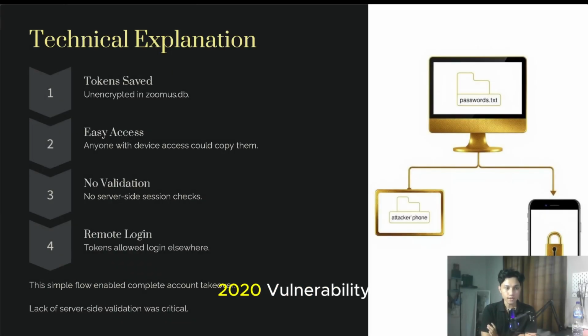In the Zoom 2020 vulnerability, the technical flow was shockingly simple. Authentication tokens, the keys to user sessions, were stored in plain text inside a local database file called zoomus.db on Windows machines. No encryption and no protections. If malware or an attacker got access to your device, all they had to do was copy that file and extract the token. No hacks, just file access. Worse, they could use that token from anywhere in the world to hijack your account, because Zoom's servers didn't check whether the token came from the original device.